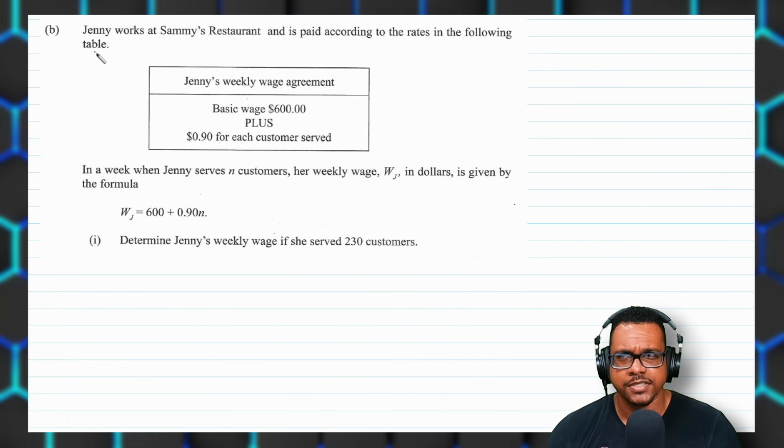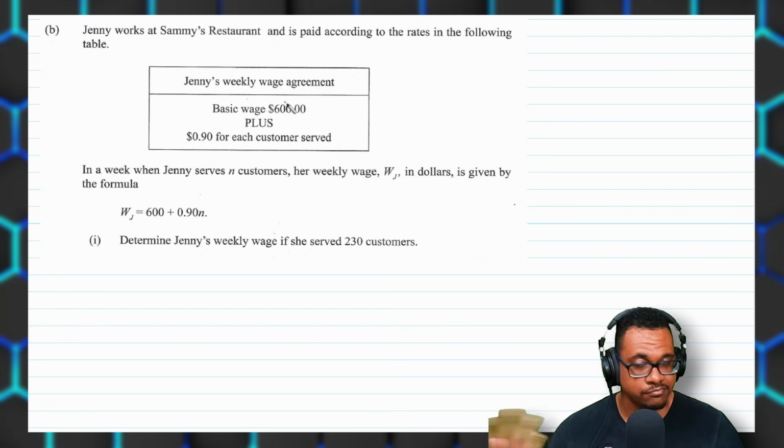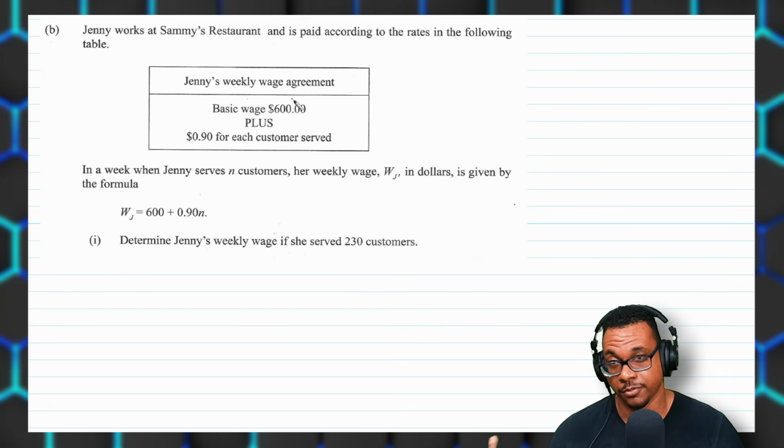Now, part B of this question: Jenny works at Sammy's restaurant and is paid according to the rates in the following table. So we have Jenny's weekly wage agreement here. She has a basic wage of $600, so she gets $600 no matter what once she shows up for the week. And then she gets 90 cents for each customer served. So we have a formula here. In a week, Jenny serves N customers, so N is the number of customers. Her weekly wage is WJ, so WJ is Jenny's weekly wage in dollars and it's given by this formula.